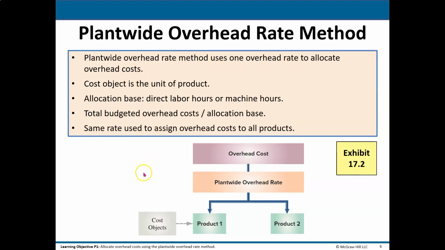So every product that we produce is going to receive the same type of overhead assigned to it on the same basis. Now, product one could use up more resources of the allocation base than product two, so product one would have proportionally higher overhead assigned to it, but it's going to be based on the same allocation base. The same rate is used to assign overhead costs to all products.